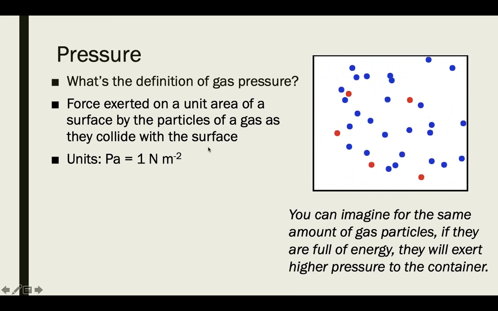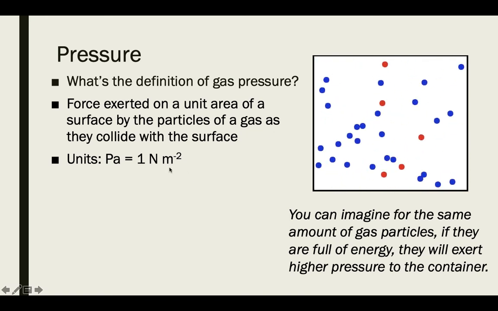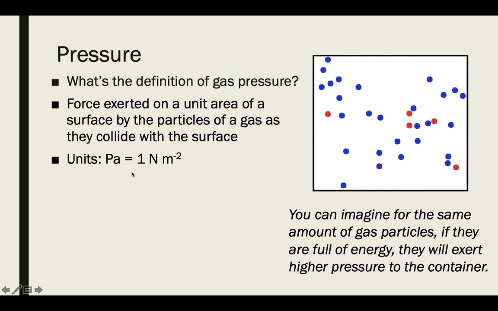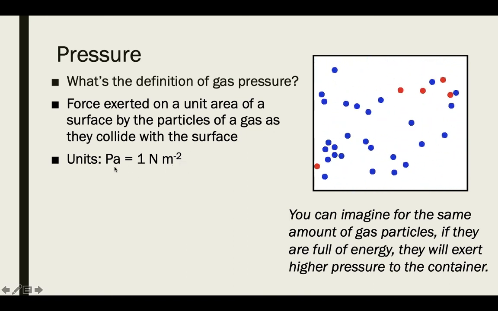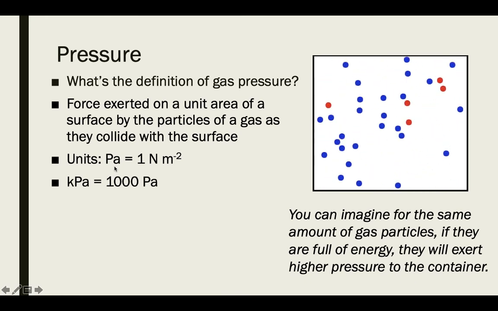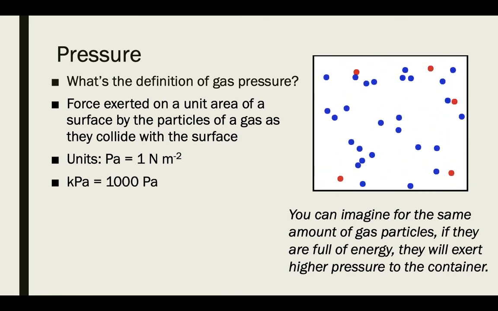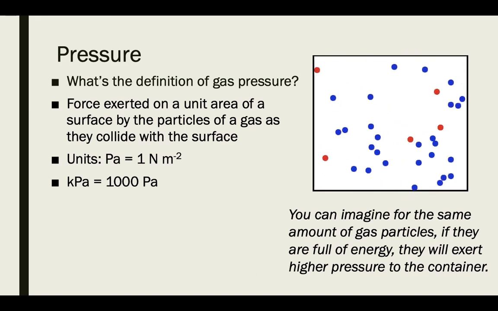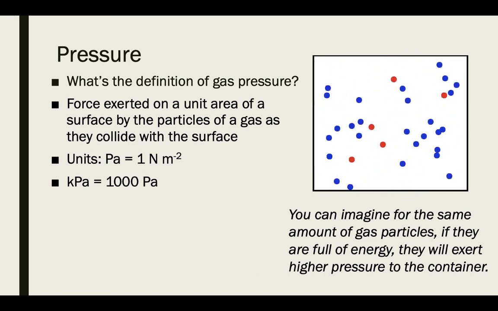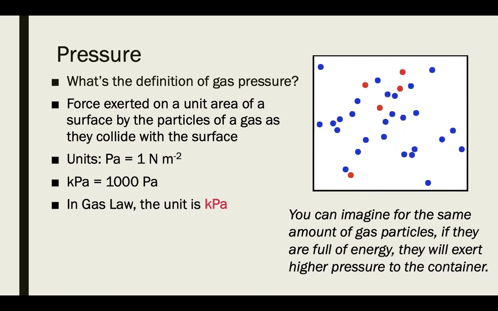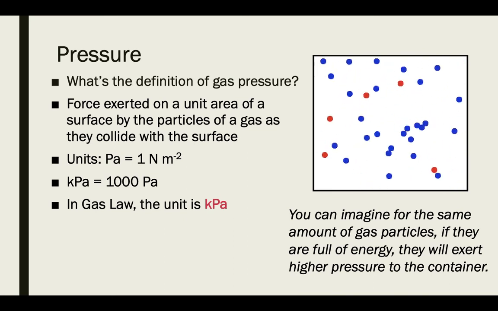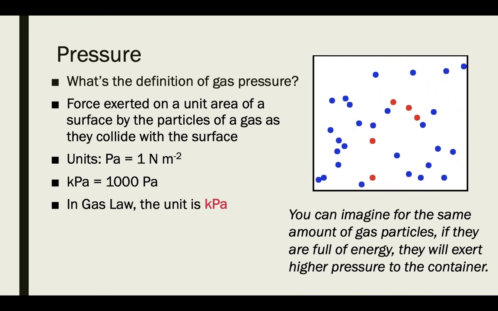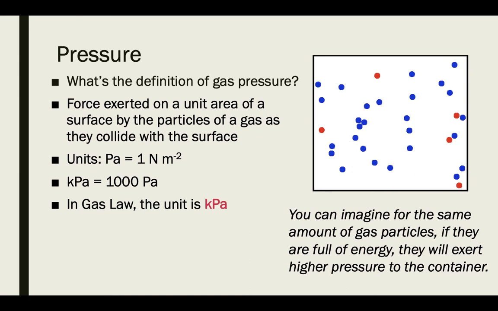So the unit of pressure is a compound unit. It's force over a certain area, so newtons per meter squared. But we give it a name. It's called Pascal, and conversion of units is very obvious. It's kPa over 1,000 Pascal. In gas law, specifically, the unit for gas pressure is kPa.